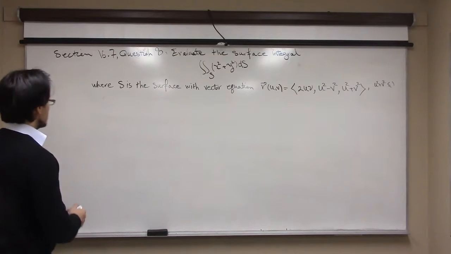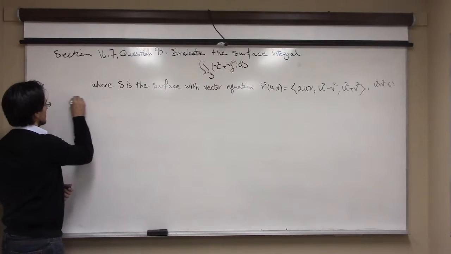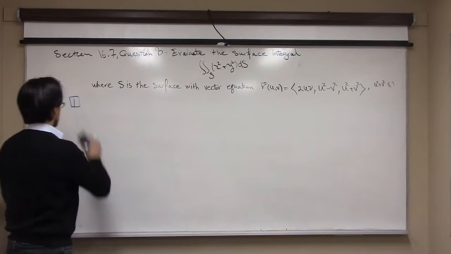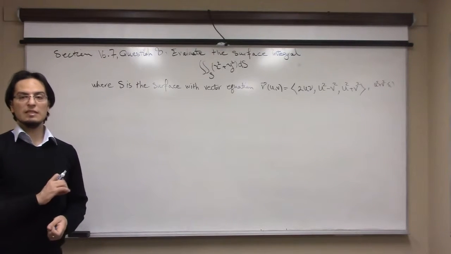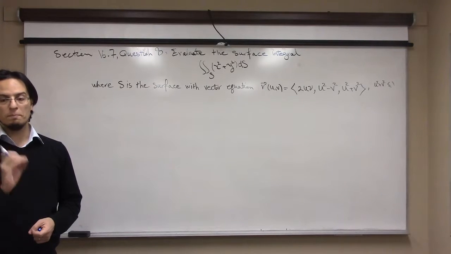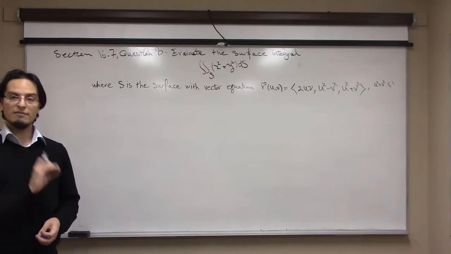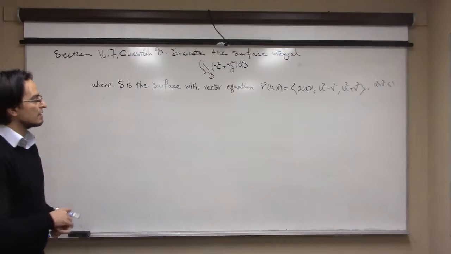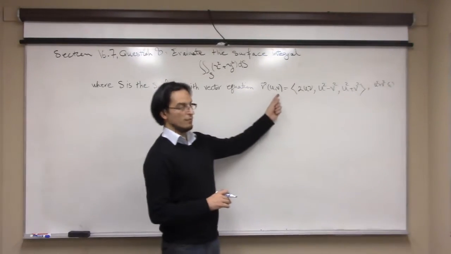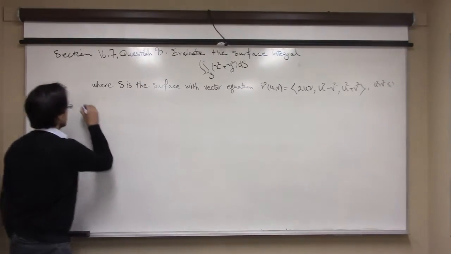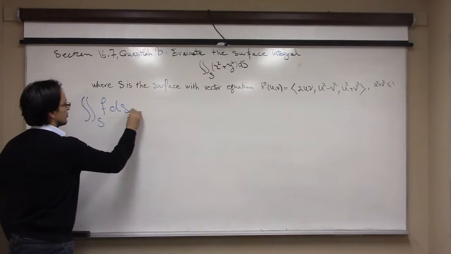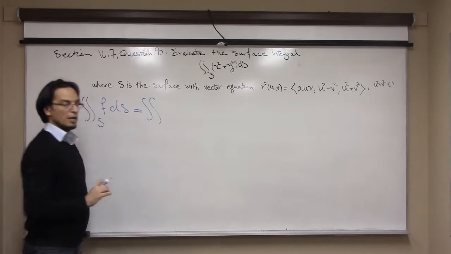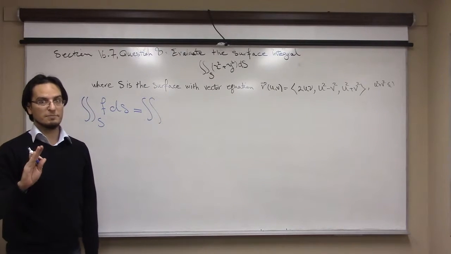Well, first, let's see what you need for this question. The only thing you need, actually I'm going to just write one point. What you need to know is that when you have a surface integral and the surface is given by a function like this, then you change your surface integral to a double integral by doing these three steps.